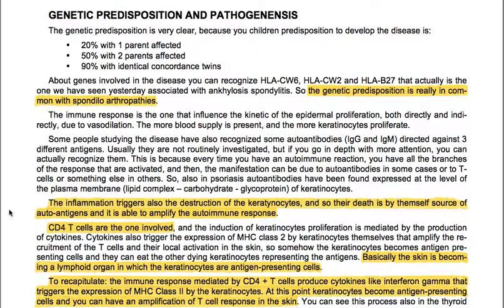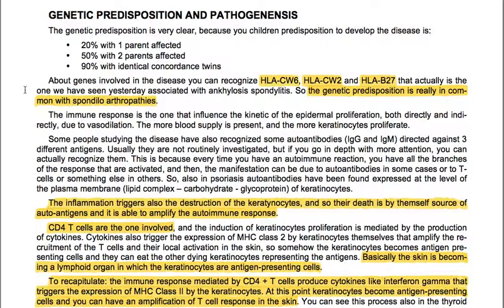Genetic predisposition and pathogenesis. The genetic predisposition is very clear because in children, predisposition to develop disease is 20% with one parent affected, 50% with two parents affected, 90% with identical twins. The genes that are involved are HLA-CW6, HLA-CW2, and HLA-B27. That actually is the one associated with ankylosing spondylitis. So the genetic predisposition is really common with spondyloarthropathies.